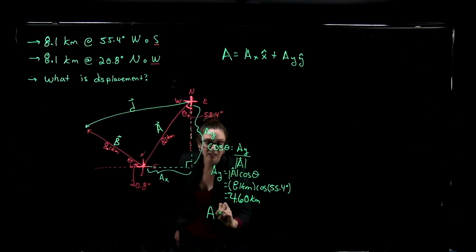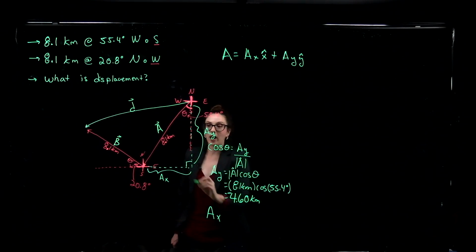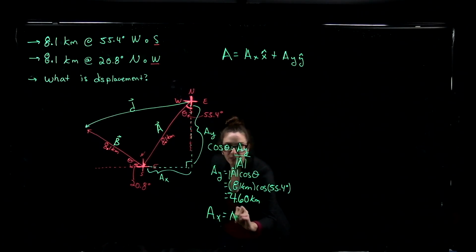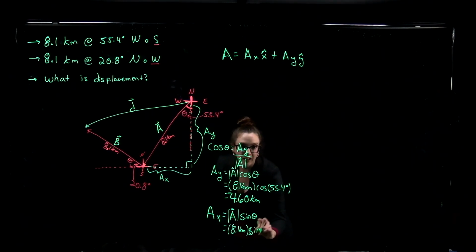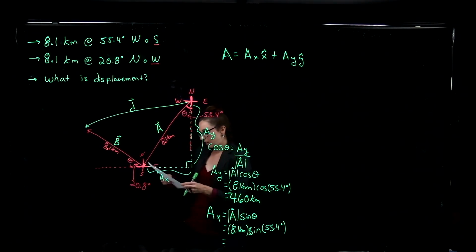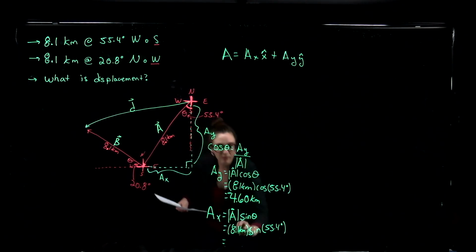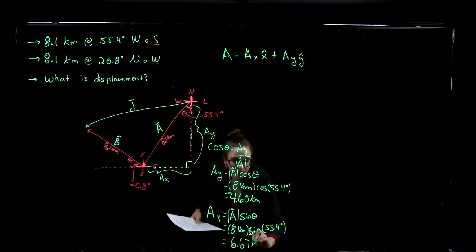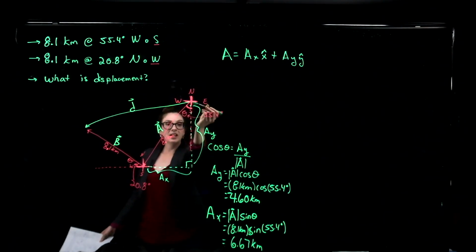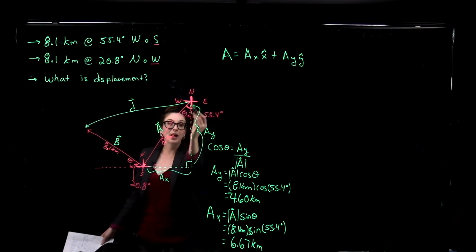If we used cosine to find AY, we can use sine to find AX. So AX is going to be equal to the magnitude of A sine theta. And so that's going to be 8.1 kilometers times sine of 55.4 degrees. And that is equal to 6.67 kilometers. But again, we had to go in the negative x direction for this vector, so we're going down in both the negative y and negative x.